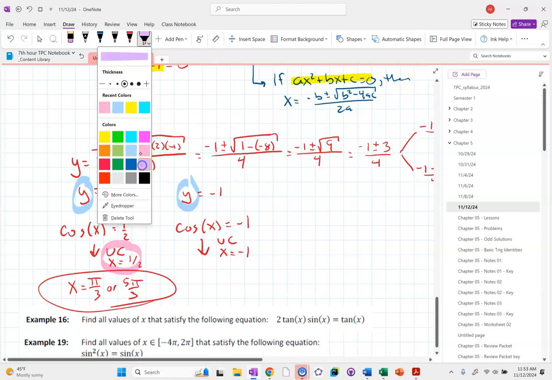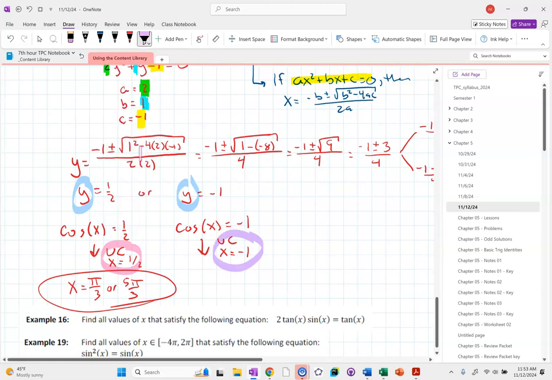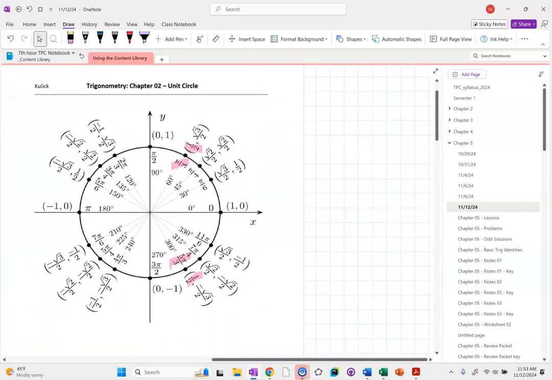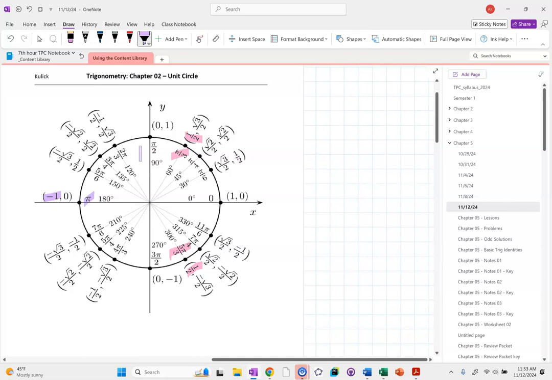And then we'll go to the other one and look for where x is -1. Back to the unit circle. That happens just here at pi. Everybody cool?